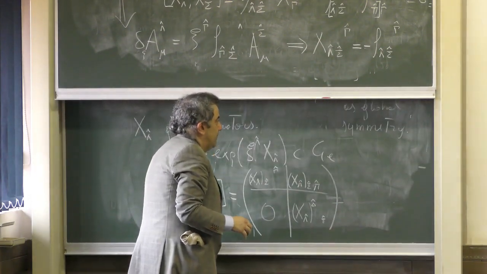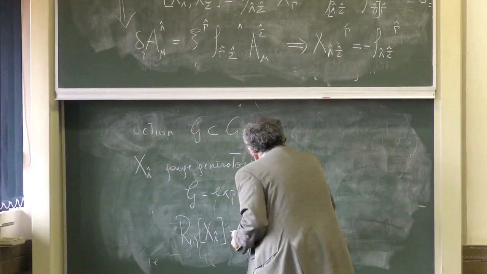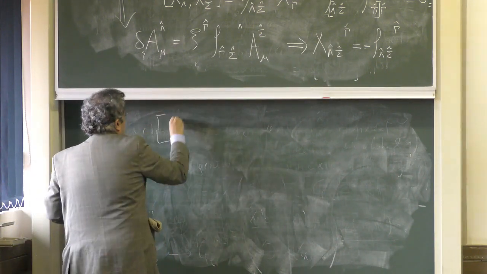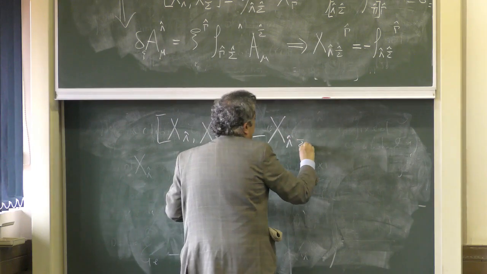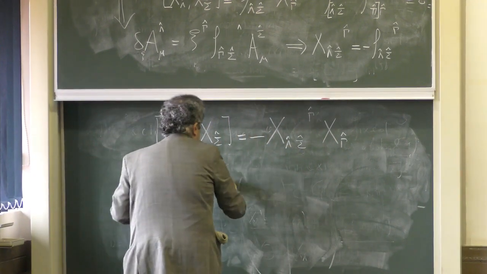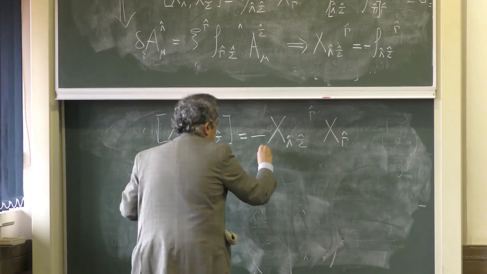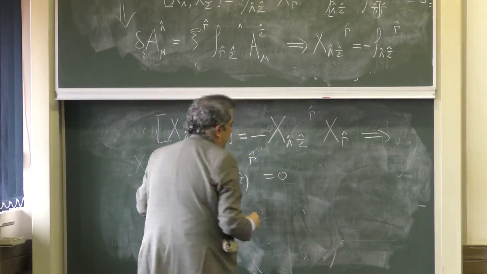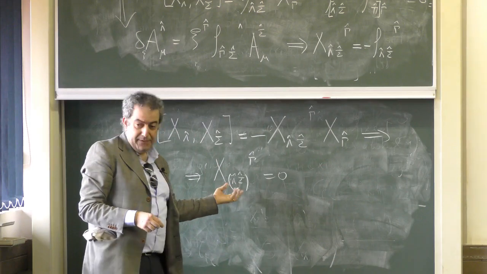But this is, you see, a quadratic constraint on the parameters which define the possible choices of G, of the gauge algebra, of the global symmetry algebra. [X_Λ, X_σ] is equal to minus X_{Λσ}^γ X_γ. Then we have also that the symmetric part of X_{Λσ}^γ has to be zero because they have to act as structure constants. So they must be anti-symmetric in the first two indices.